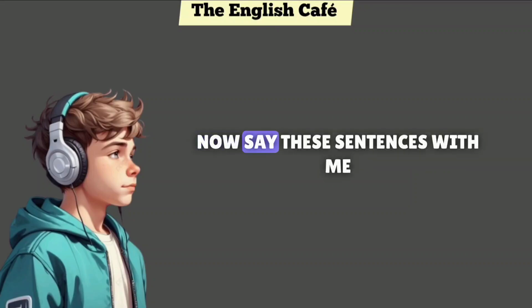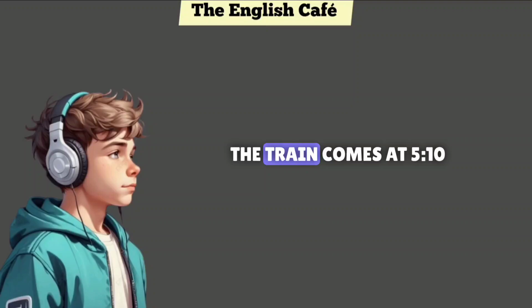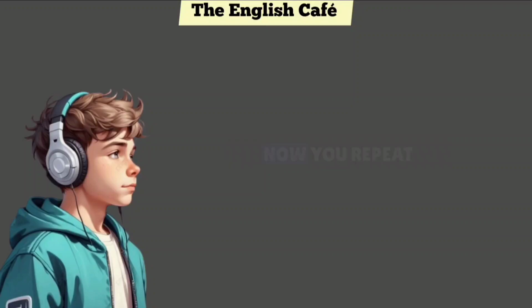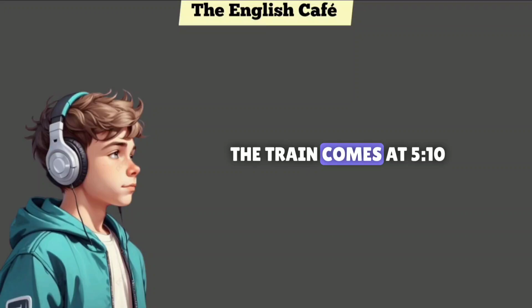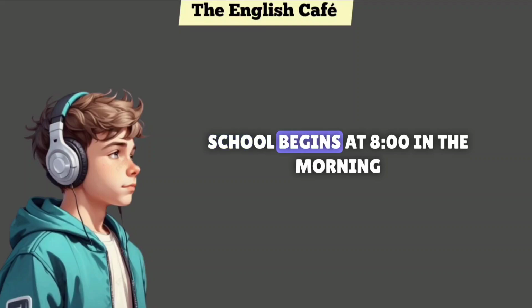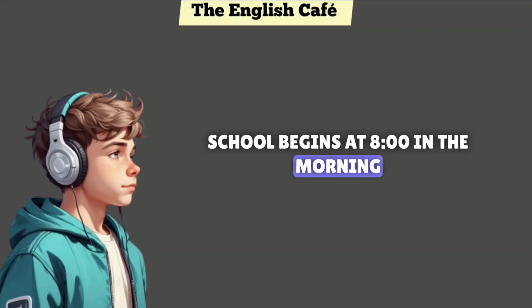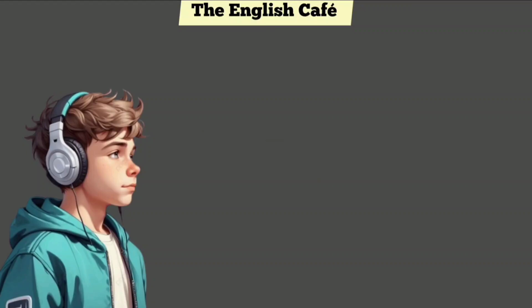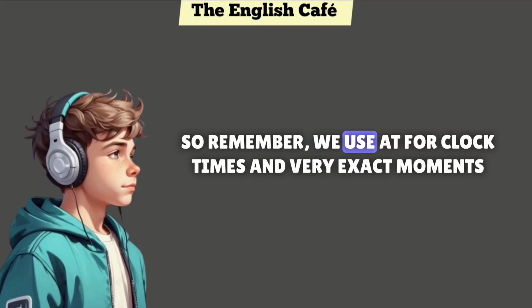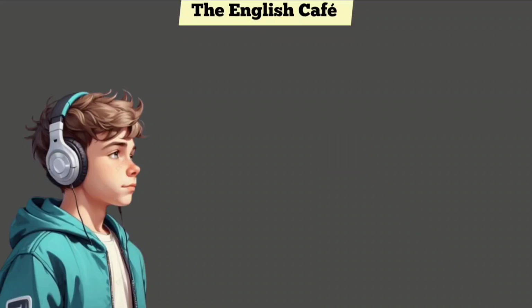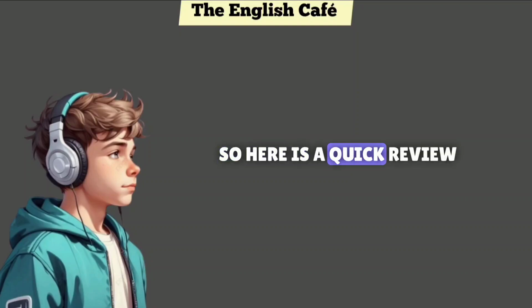Okay. Now say these sentences with me. The train comes at 5:10. Now you repeat. The train comes at 5:10. Good job. One more. School begins at 8 in the morning. Now you repeat. Well done. So remember we use at for clock times and very exact moments. At 2. At midnight. At lunchtime. At sunrise.